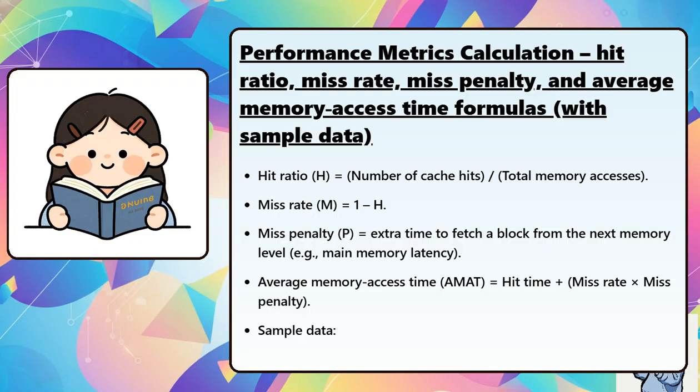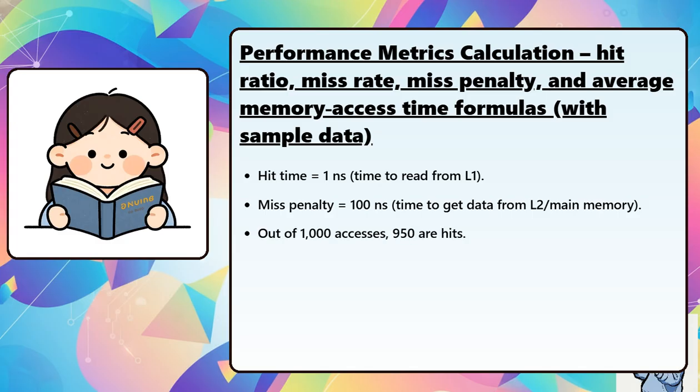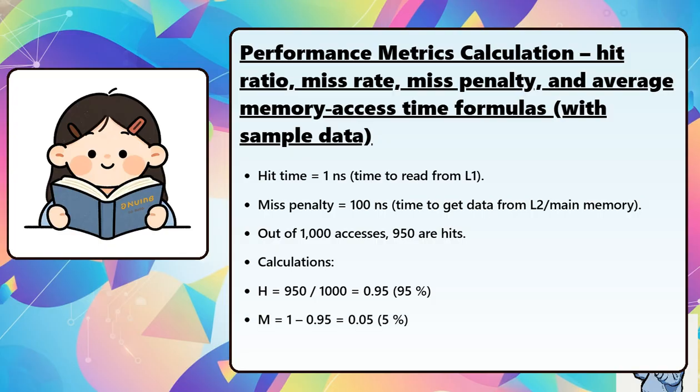Sample data. Assume hit time equals 1 nanosecond, time to read from L1. Miss penalty equals 100 nanoseconds, time to get data from L2 or main memory. Out of 1,000 accesses, 950 are hits. Calculations. H equals 950 divided by 1,000 equals 0.95, 95%. M equals 1 minus 0.95 equals 0.05, 5%.